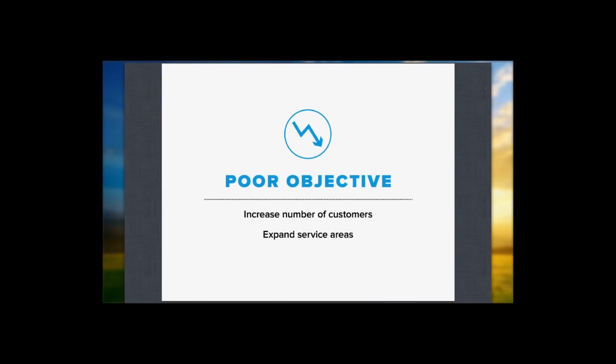So this is a poor objective, and it sounds silly: I'm going to increase my number of customers, and I'm going to expand my service area. Well, on the face of it, that sounds smart. I'm going to grow, get bigger, and make more money. Why is that poor? It's poor because it doesn't have measurable parameters put against it. It's really important to have very specific goals so you can track and see how your marketing is doing, what's working, what's not working, what you need to adjust.